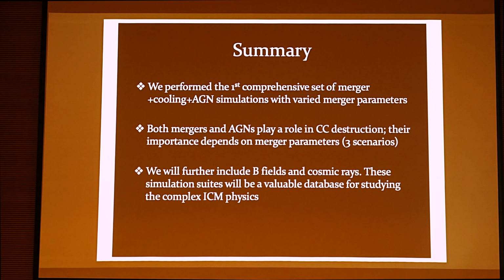Okay, in summary, we performed the first comprehensive set of merger, cooling, AGN simulations with varied merger parameters. And we found that both mergers and AGNs play a role in core destruction, and their importance actually depends on the merger parameter. And then we found three different scenarios of how the cool-core and non-cool-core transition occurs.